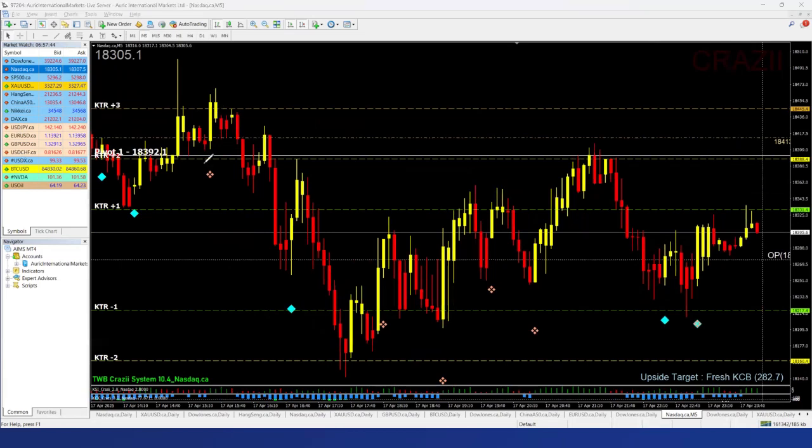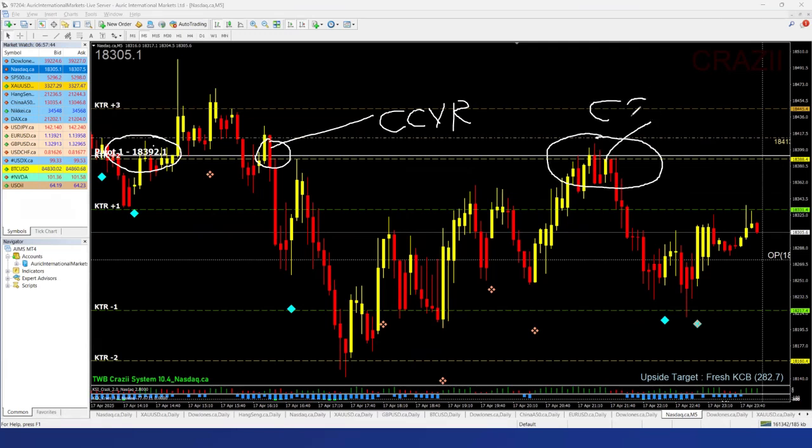So this is the market. Basically the market cannot go above pivot 1. That means it goes up and comes down. Do you notice here is a CCYR? Can you see that? Same thing here, the market cannot go up. So when the market goes past a pivot and pulls back, concentrate on CCYR. When the market hits pivot 1 and comes back down, concentrate on CCYR. Clear?